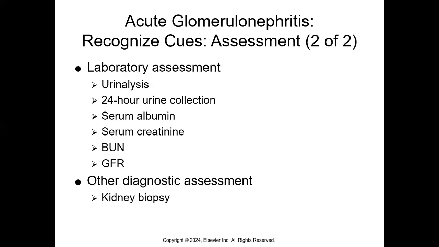So lab assessments. With glomerulonephritis, big things we're going to be doing is looking at a UA. UA will tell us if there's hematuria, if there's blood within the urine, there's protein within the urine. Are we spilling red blood cells? Are we spilling protein within the urine? And so our serum albumin will often be low. Our serum creatinine will be elevated. Our BUN will be elevated, and the GFR, glomerular filtration rate, will be reduced.